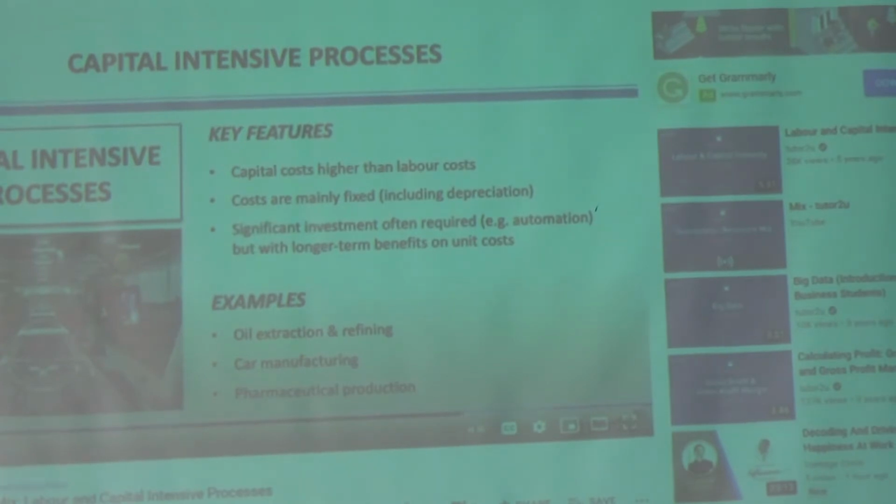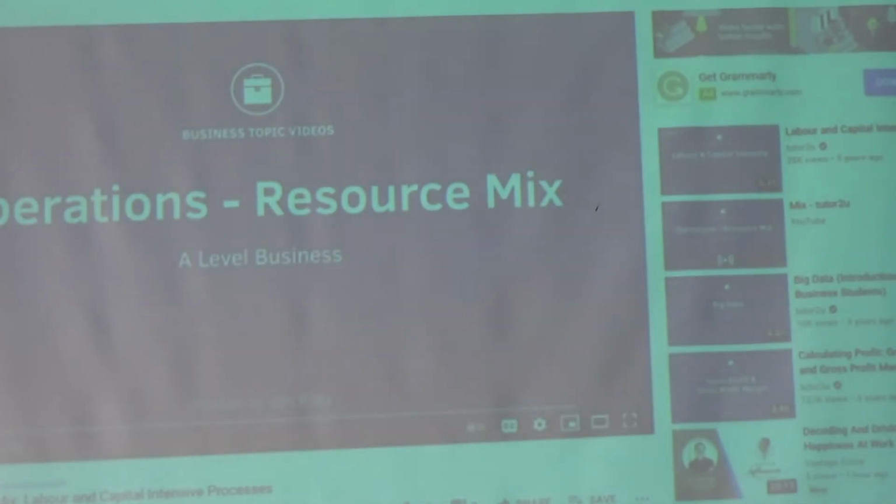Can begin. And of course some examples down there of capital intensive processes. Hi there. This is really short.